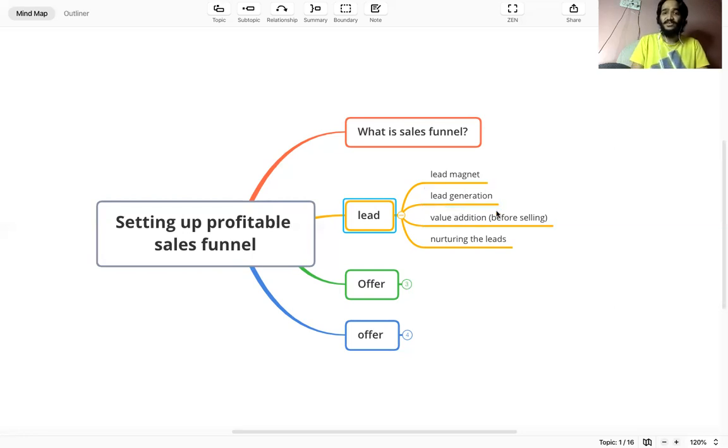Then after lead generation, you have to add value, whatever it is, your ebooks, courses. Value addition is a must before selling. And then nurturing the leads, as we said, is part of the whole process. You have to nurture them, give more value, add more value, so that they are interested in your process. So lead is the first process. I hope this is clear.